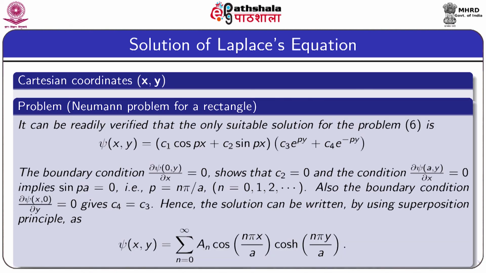Now, I am going to tell about the solution of that problem. We have already seen that solutions 4 and 5 are not acceptable for rectangular boundaries. So, we have to take solution 6, which is given here, psi equals (C1 cos px plus C2 sin px) into (C3 e to the power py plus C4 e to the power minus py).